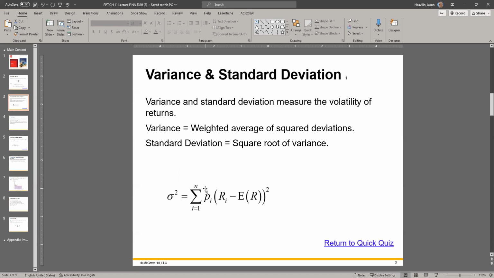However, notice there's no division here. What you do have is that probability there that works as a weight. So it's a weighted variance. Same thing, there will be another video with an Excel sheet going over the calculations.